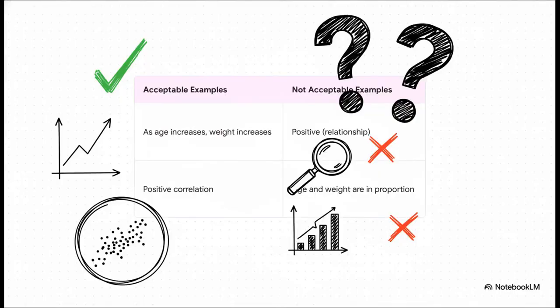Okay, now this is fascinating. Look over at the not acceptable column. Just writing the word positive isn't good enough. Why? Because it's not specific. To get that mark, you need the clarity you see on the left, something like positive correlation or as age increases, weight increases. You have to name both variables and describe what they're doing together.